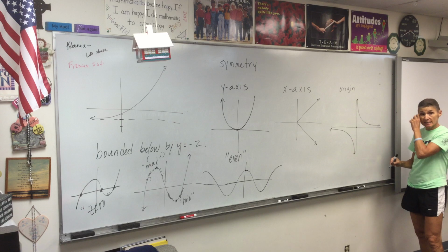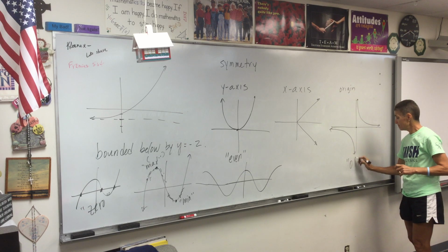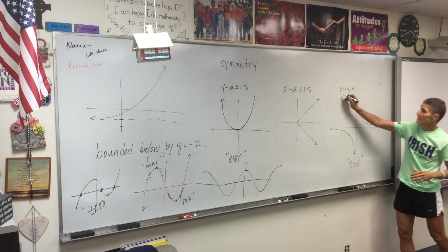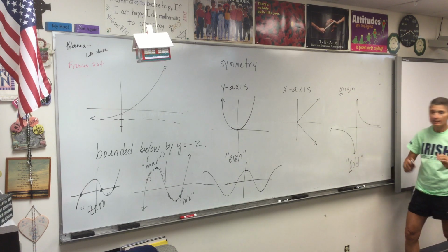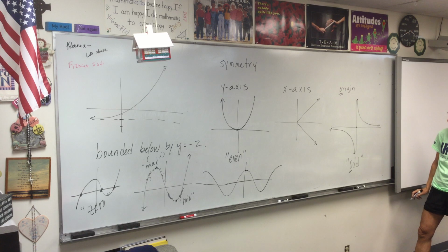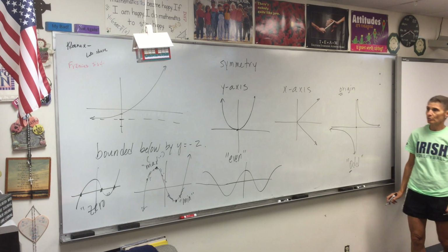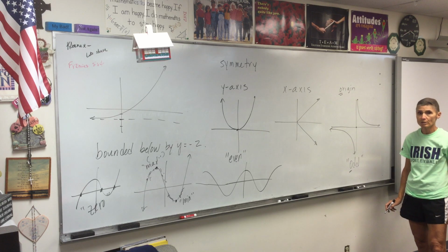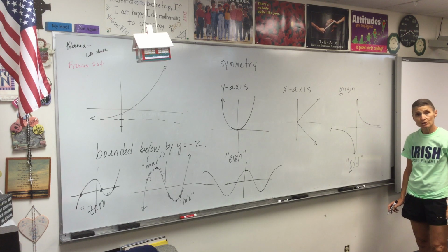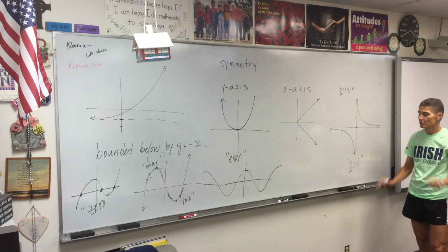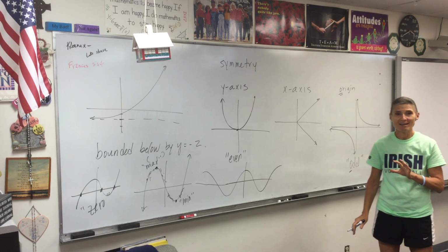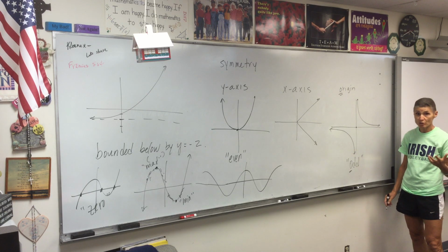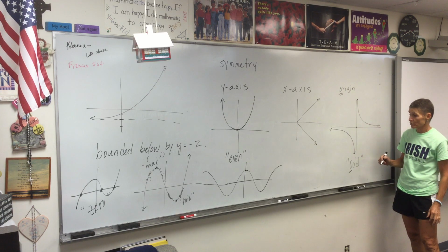A function that is symmetric about the origin is called odd. And you'll remember that because origin and odd both start with O. So if somebody says to you, is a function symmetric about the origin, or excuse me, if they say, is it odd, you'll have to determine if it has symmetry about the origin, and I'm about ready to show you how to do that. But we have one more to talk about.